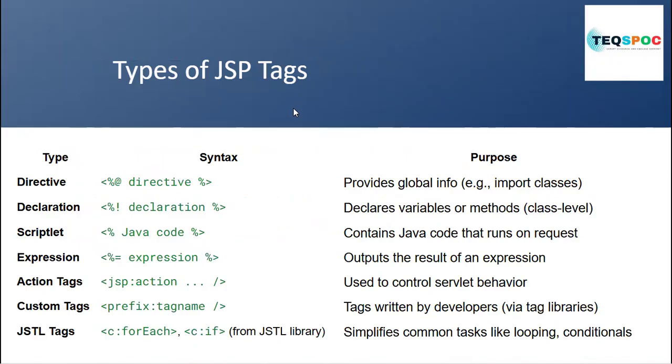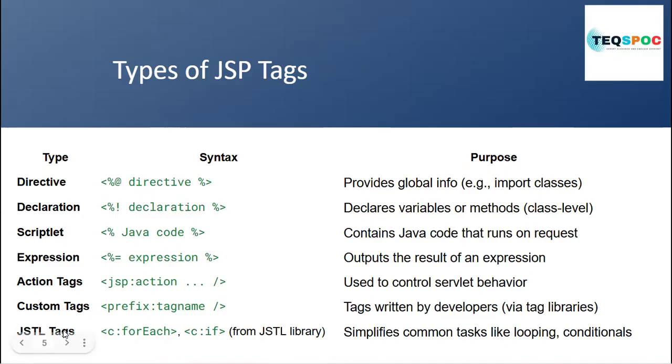Now, types of JSP tags. We have different types of JSP tags which we use to get the data and load the page. First is the directive tag. This directive tag is used for the page directive. If you want to import some page or include some file, you can use a directive tag.